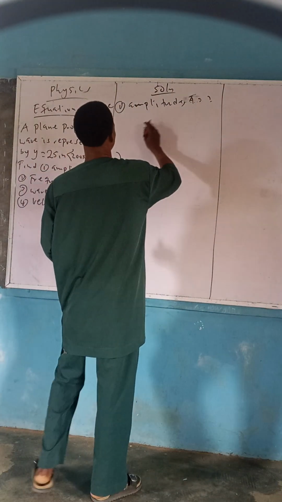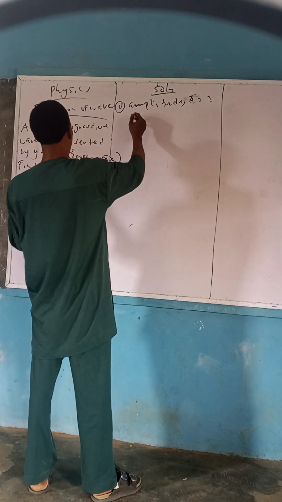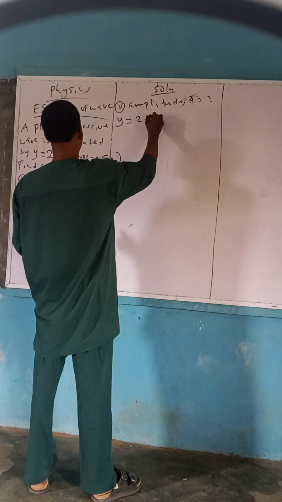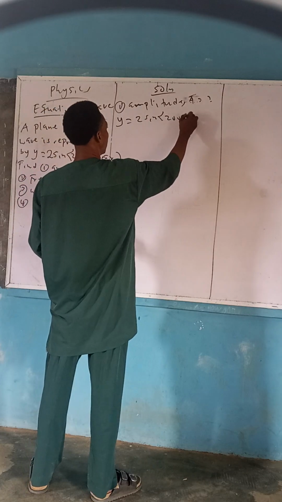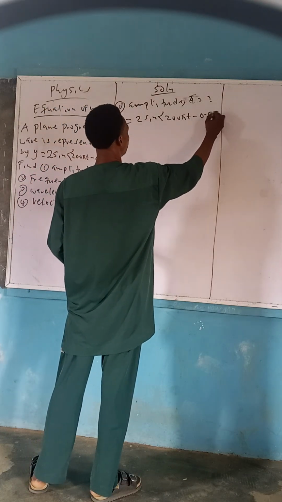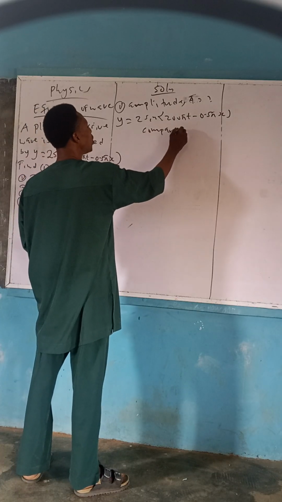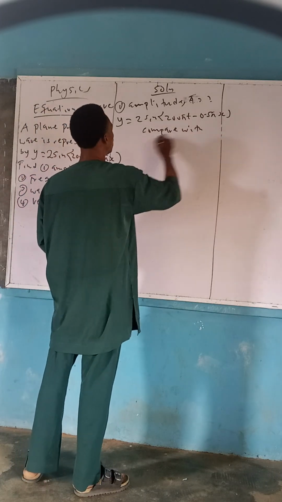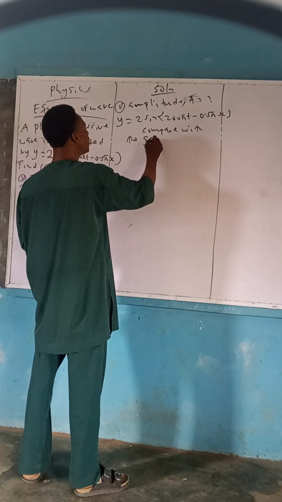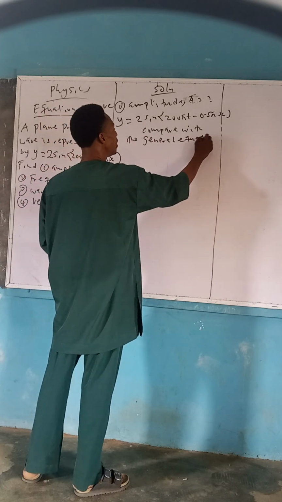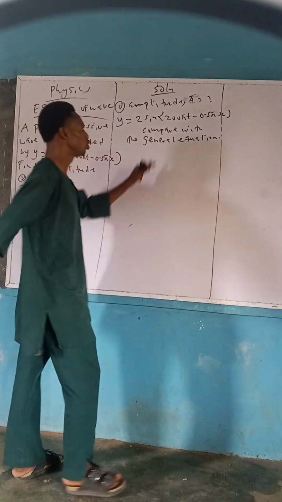The first thing I have to do is write my given equation. My given equation is y = 2 sin(200πt − 0.5πx). What are you going to do? You compare the given equation with the original or general equation.